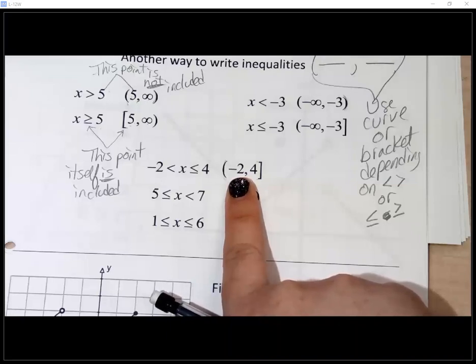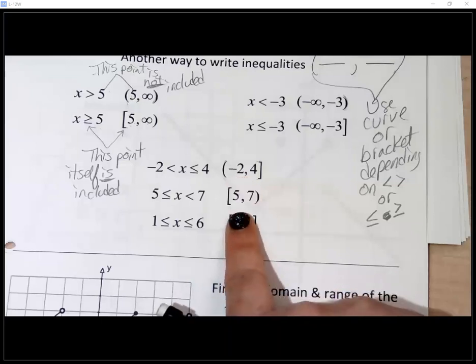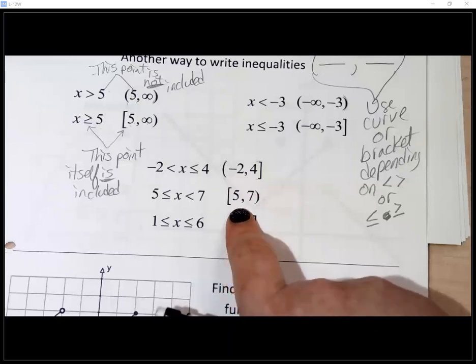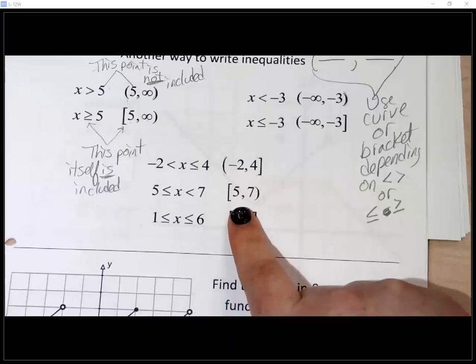Okay. Did you get an answer? Did you write a bracket with a 5 and then a smooth curve with a 7? Do the same thing with the one between 1 and 6. What would that look like? And then I'm going to give you a new one to try.